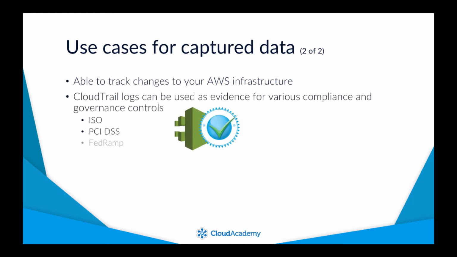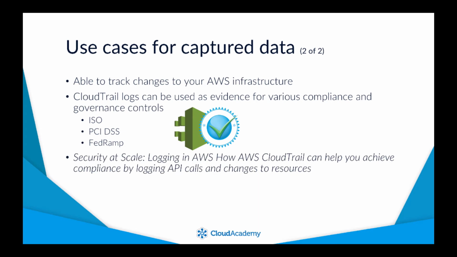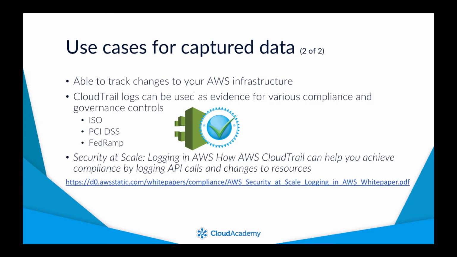From a governance and security legislation perspective, many certifications require the ability to recall and provide evidence of log files relating to specific changes to resources. CloudTrail provides all of this by default through the use of capturing events and writing them to a log file, which is then stored on S3. AWS has a great white paper on achieving compliance using CloudTrail entitled Logging in AWS: How AWS CloudTrail Can Help You Achieve Compliance by Logging API Calls and Changes to Resources. The following URL will take you to that white paper.